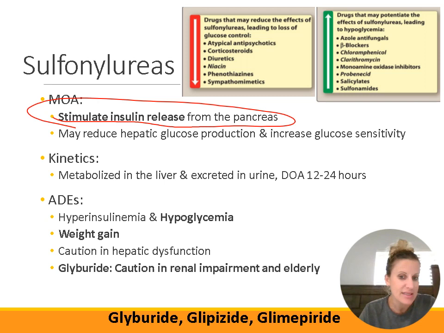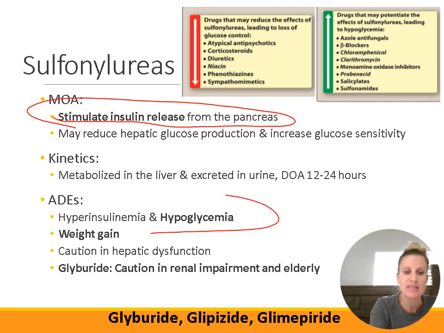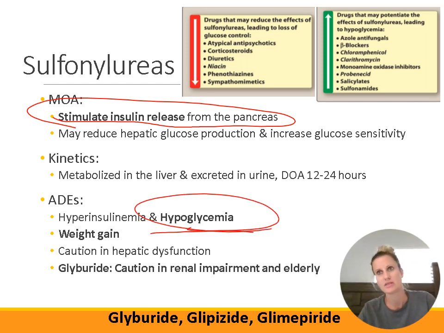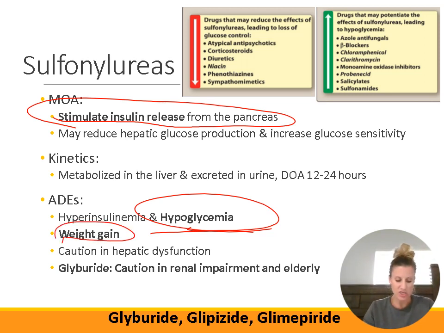Sulfonylureas are metabolized in the liver and excreted in the urine. Duration of action ranges between 12 and 24 hours, so taken either once or twice a day. Adverse drug effects include hyperinsulinemia and hypoglycemia. Again, if you release more insulin than you actually need, then that's going to result in low blood sugar. These can also cause weight gain, which is problematic in type 2 diabetes because it's already associated with obesity.